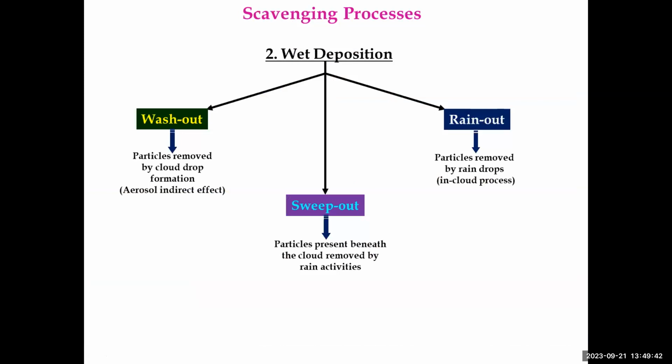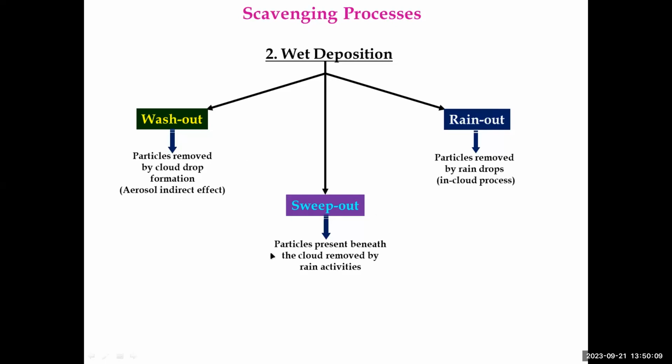Okay, second is the wet deposition. It can be based upon their removal technique. It can be divided into three different parts: washout process, sweep out process, and rain out process. The washout process is when the particles are removed by the cloud droplet formation, which was already discussed in the previous slide as an aerosol indirect impact.